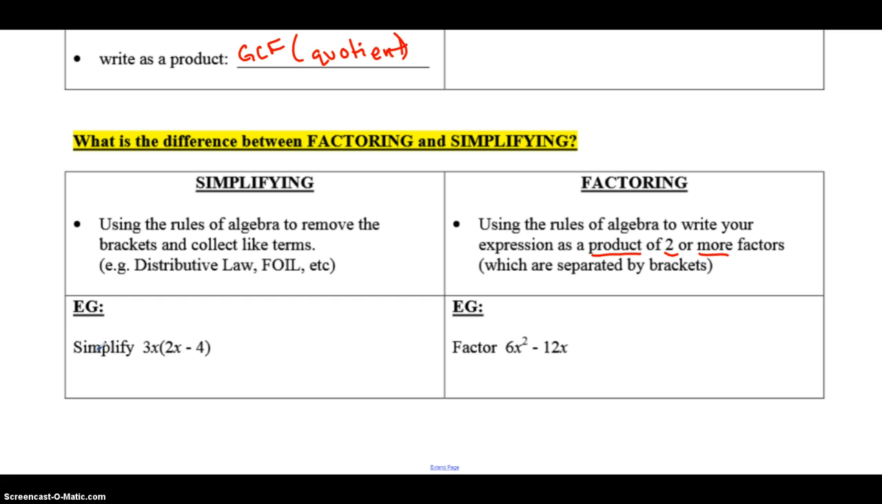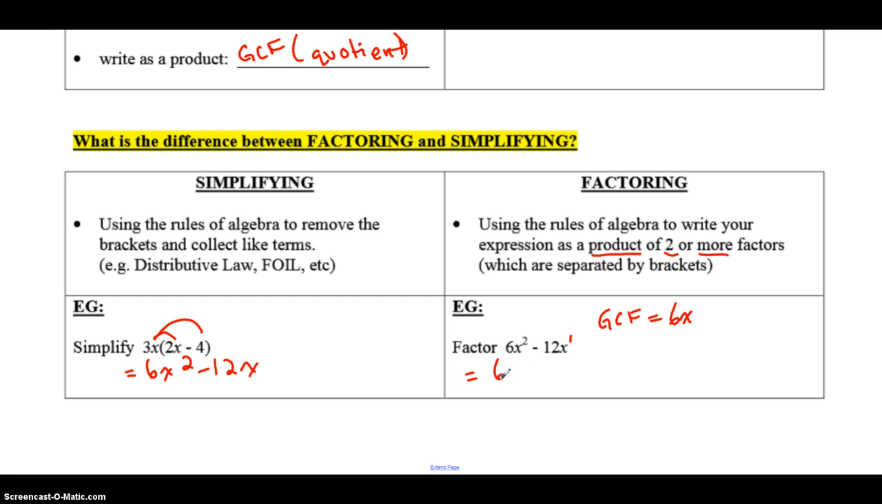brackets. So first example here, simplifying, just like distributive law, multiply it in the brackets, 6x squared minus 12x. If you're given a question like this and you're asked to factor it, you need to determine the greatest common factor. So these two, 6 and 12, are both divisible by 6. And I have an x squared and I have an x to the exponent 1. So x to the exponent 1 is the biggest thing I can take out of both.